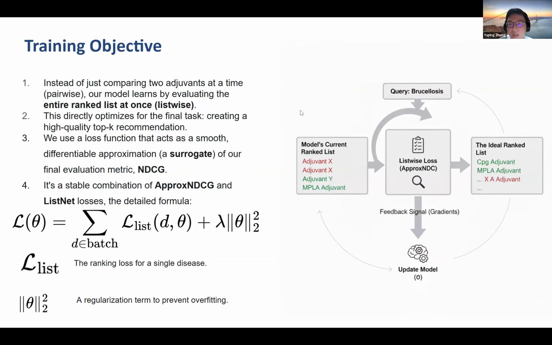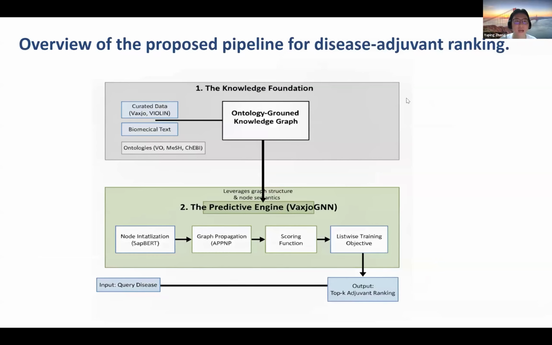In the right column, we have a figure to show this. Suppose that we input brucellosis as the query, and the model will give a ranked list of adjuvants. Later on, the model will give a list-wise loss, which is the loss in the left corner. Then the model will compare this loss with the ideal ranked list, which comes directly from our database. And then we get some knowledge, which is called gradients. We will use that to update our model. This is a high-level overview pipeline for our ranking list.